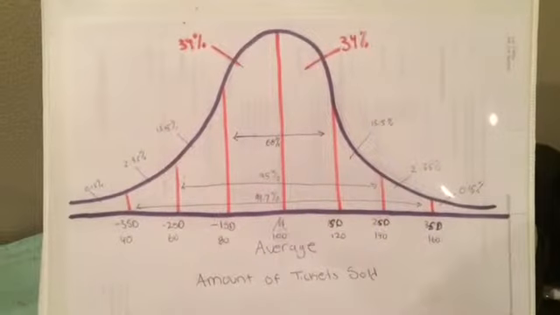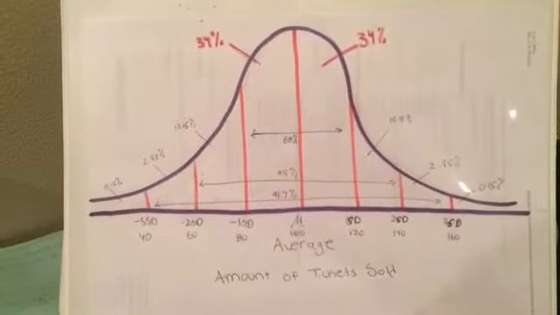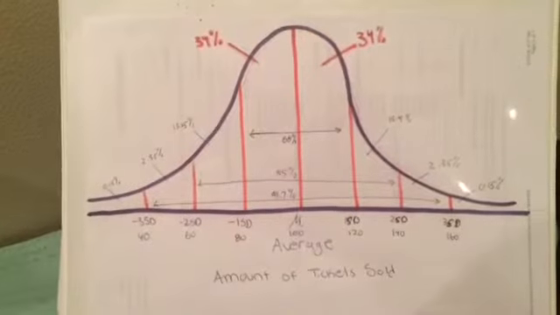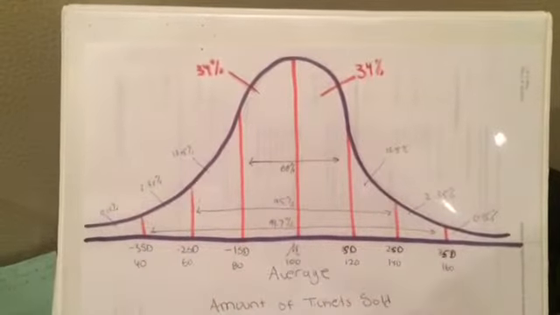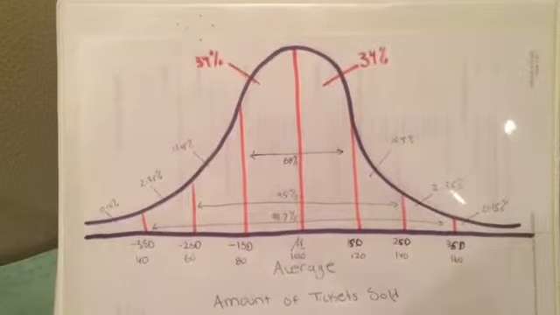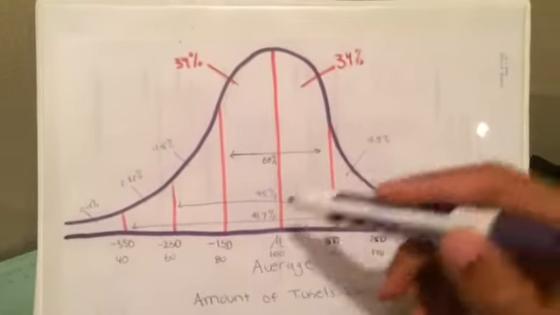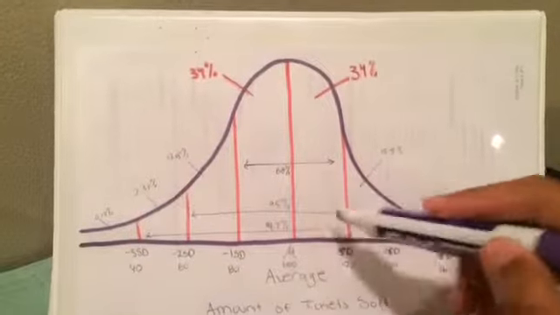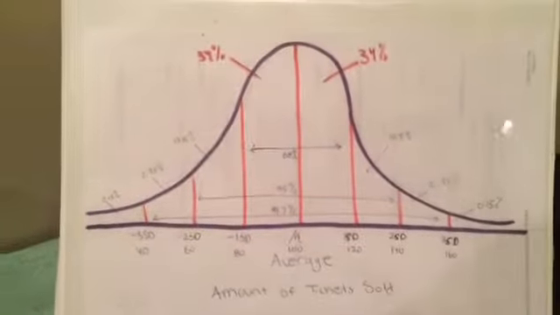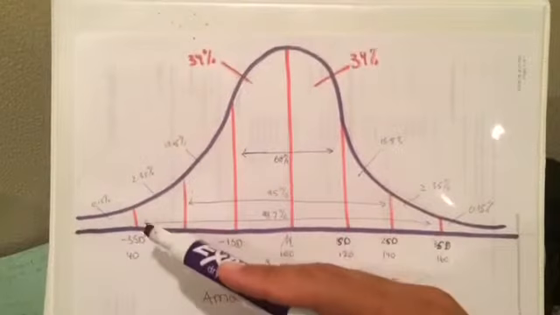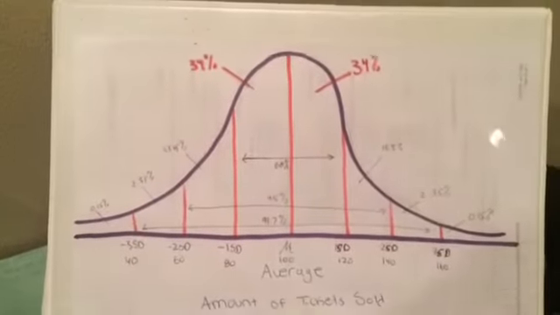Okay, so for normal distribution, 68% of observations should fall within 1 standard deviation, so it's going to be within here. 95% of observations should fall within 2 standard deviations, so it's going to be 2 to the left or 2 to the right. And 99.7% should fall within 3 standard deviations, so it's going to be either 1, 2, or 3 to the left, or 1, 2, 3 to the right.